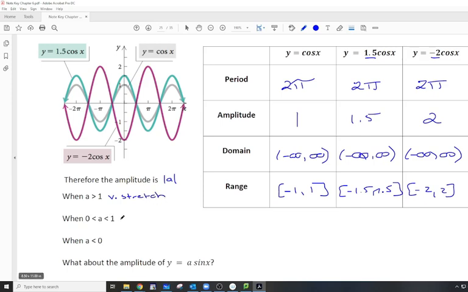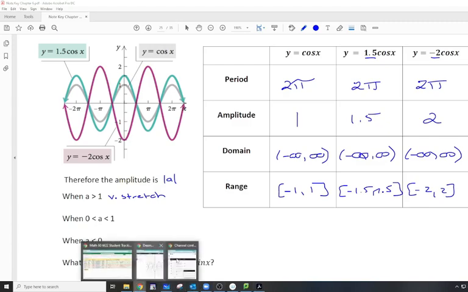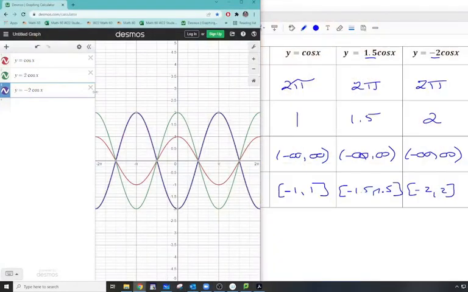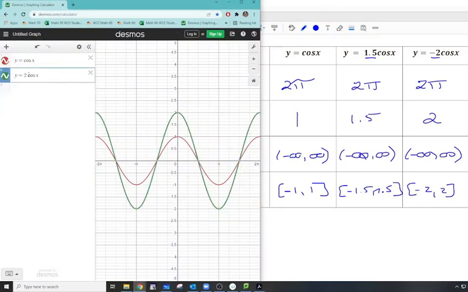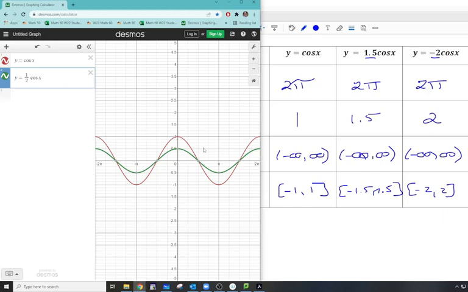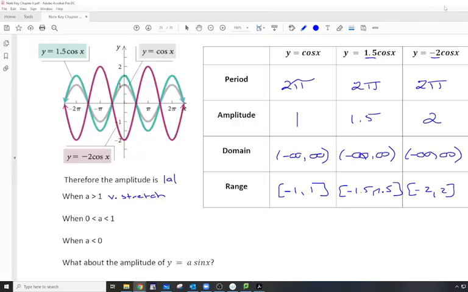When A is between 0 and 1, I didn't show any of these, so here, let's just quickly do one. So if I quickly did y equals 1/2 cos x, how does the green graph compare to the red graph? Well, it goes up half as high. So that's your vertical shrink. So if your A value is between 0 and 1, you get a vertical shrink.